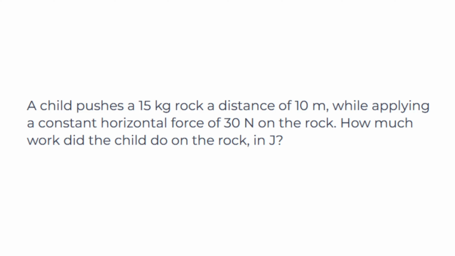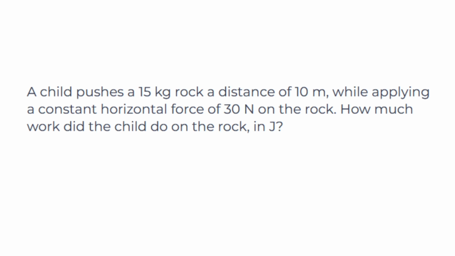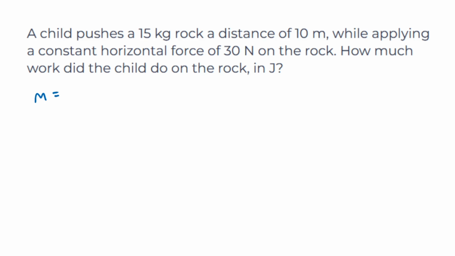A child pushes a 15 kilogram rock a distance of 10 meters while applying a constant horizontal force of 30 newtons on the rock. How much work did the child do on the rock in joules? Mass, or m, is 15 kilograms. Distance, aka displacement, is d, which is equal to 10 meters. Force, or F, is equal to 30 newtons. We need to find work, so W equals question mark in joules.